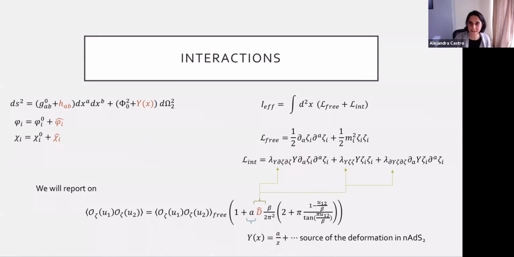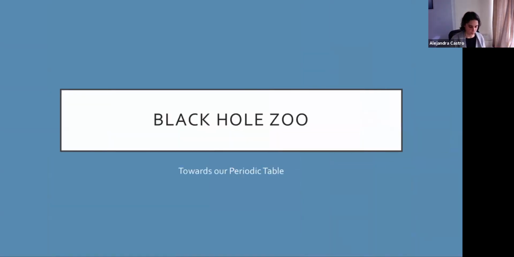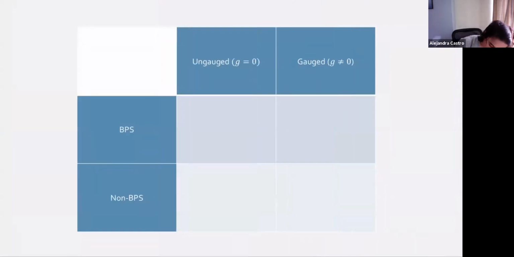Okay, great, good. So let's enter the suite. So that's the setup, okay? We're going to look at the spectrums and we're going to look at these interactions. So let's build our periodic table. Let's pretend that we're chemists. There are two axes that are going to be interesting to explore that I already mentioned: the case that you have black holes in the ungauged theory and the case that you have gauged black holes.